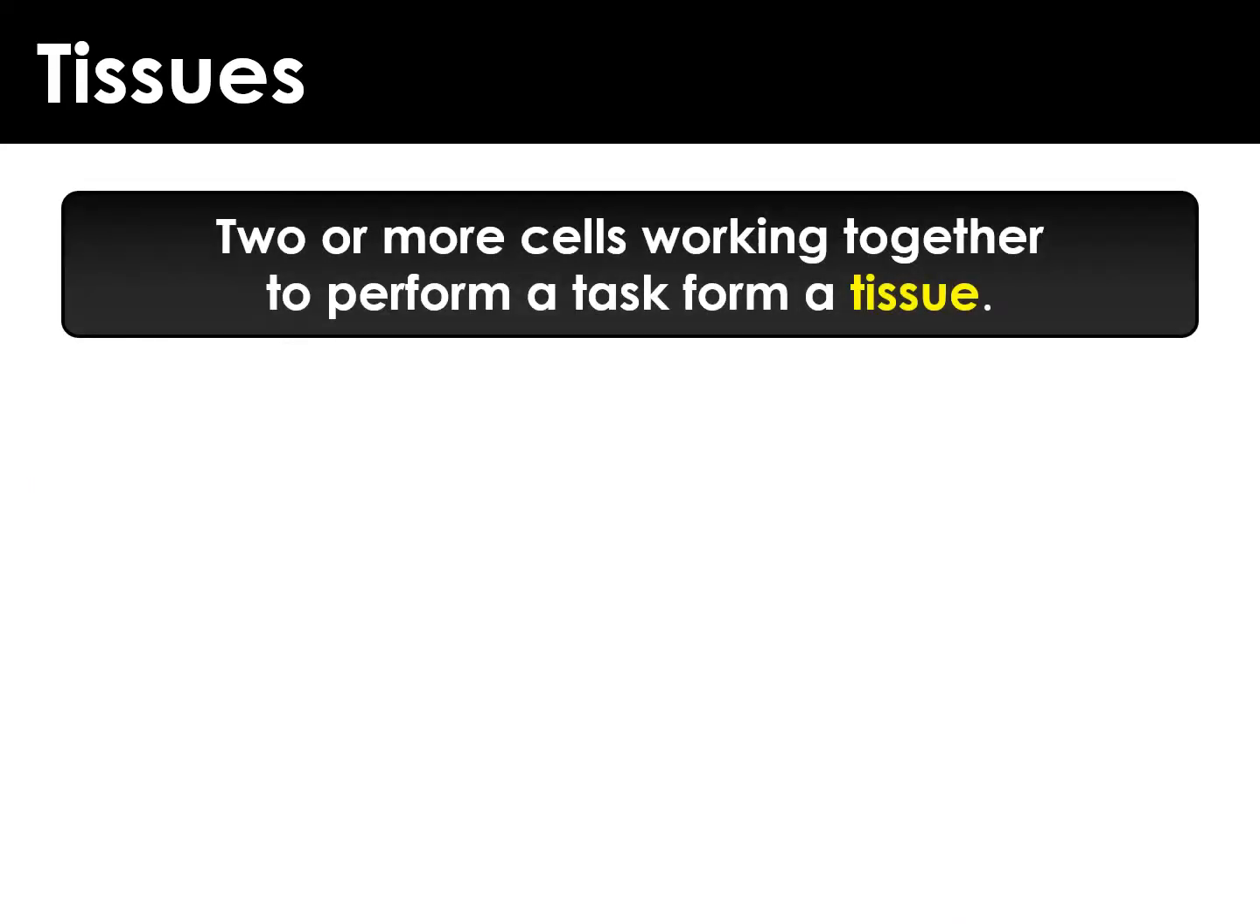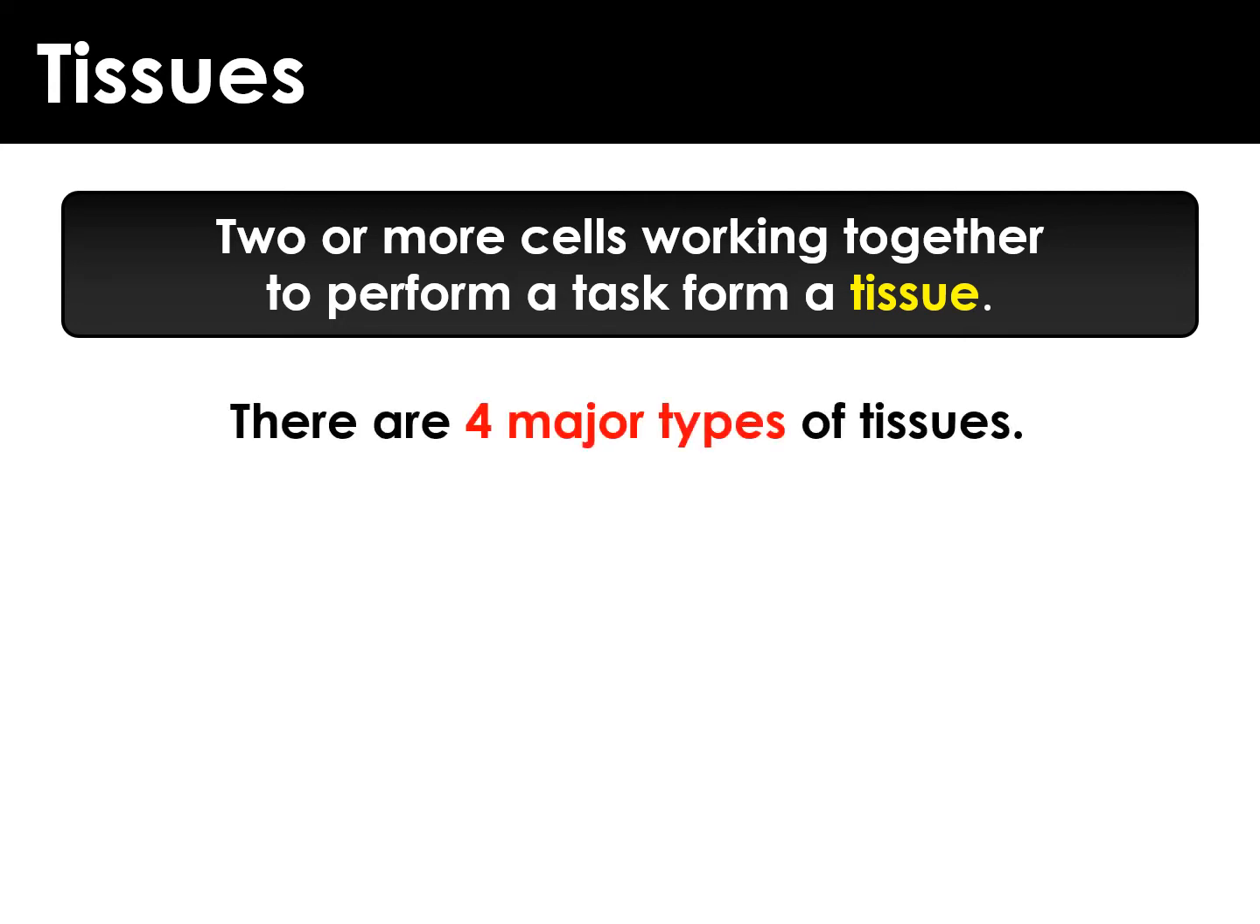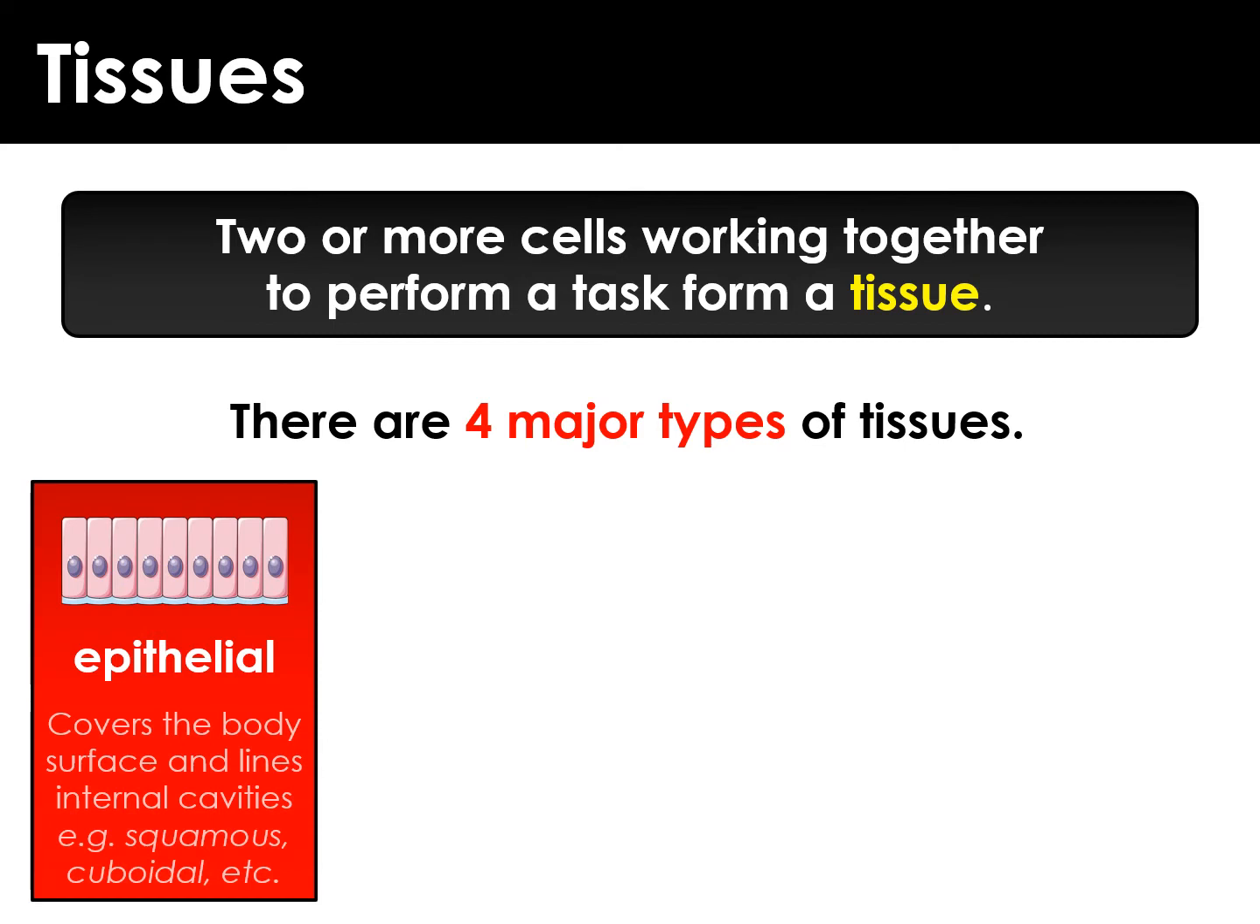When groups of like cells are grouped together to perform a task, they form tissues. There are 4 major types of tissue in the human body. The first is epithelial tissue, which forms covering and lining surfaces in the body. For example, the image that we see here represents simple columnar tissue because we have one layer of cells and our cell shape is tall and rectangular, and the nucleus is oriented toward the base of the cell.